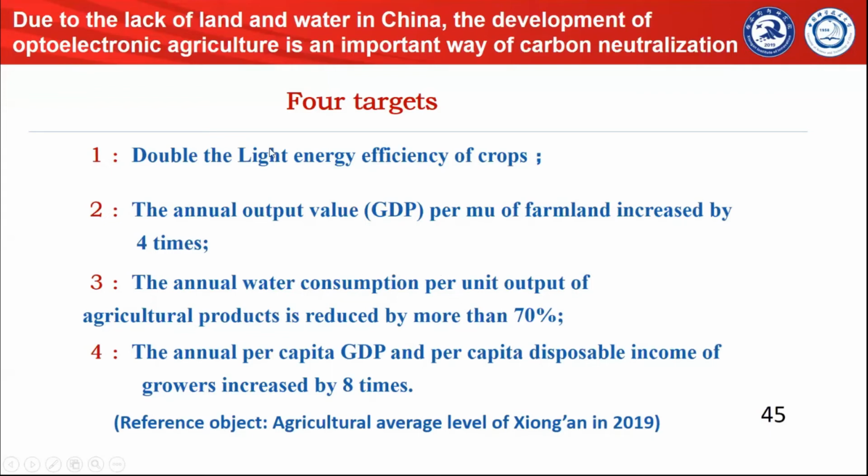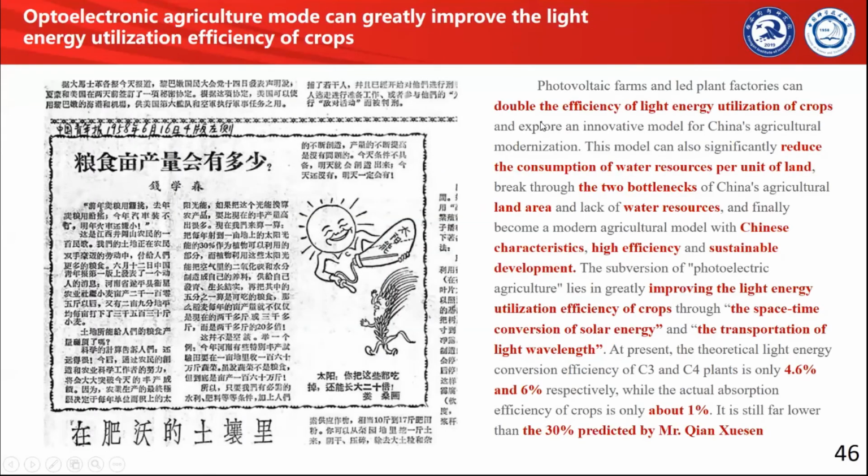Increasing the light energy efficiency is a long dream for Chinese people. Many years, 60 years ago, people thought we could make that. It's a long dream. With this new technology, with LED, with PV, I think we are getting close to this target.